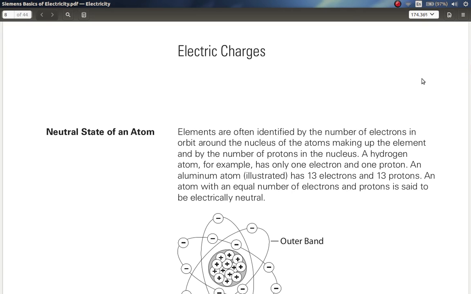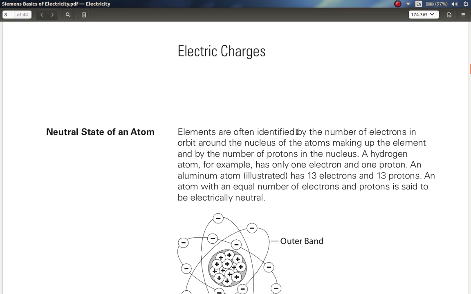We continue looking through the PDF document presented by the Siemens STEP, that's Siemens Technical Education Program, which can be found at eandm.com. We look at electric charges, the neutral state of an atom.